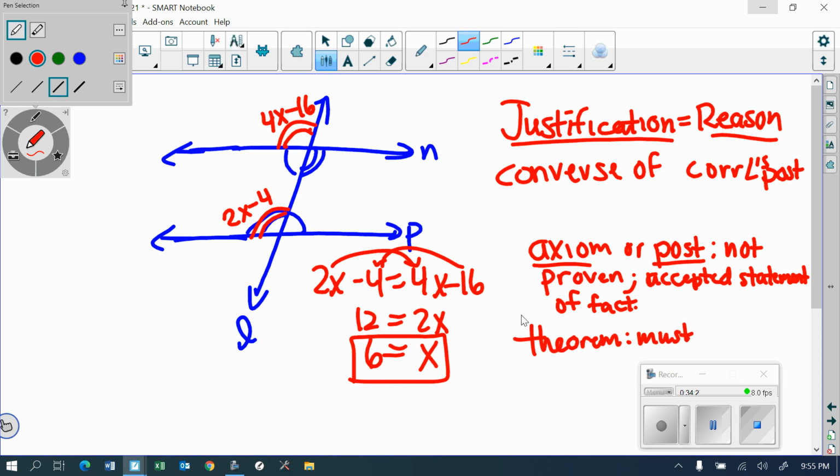So sometimes these are on the DCAS. Axiom or postulate would be a multiple-choice answer. They'd have one or the other, and they'd have different vocab words in there to say which one of these below is an accepted statement of fact. Whether axiom or postulate is in there, that's the one you choose. If they're both in there, you choose both of them. That would be a multiple answer one. Okay, theorem must be proven.